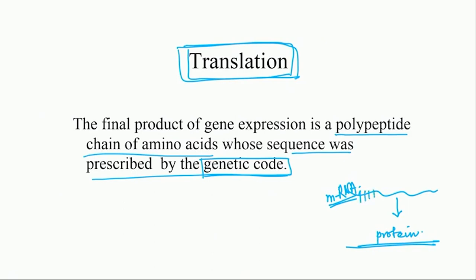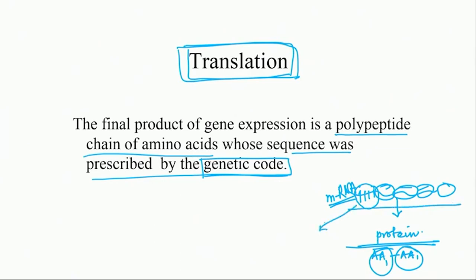In protein we have amino acids linked together one after another. Which amino acid will be linked to which other amino acid will depend on the sequence of bases in the mRNA. And that is what is called the genetic code. So, the genetic code is basically a three-letter code. Three-letter code means that in RNA we have these four bases A, U, G, C. Now, the genetic code is a three-letter code.